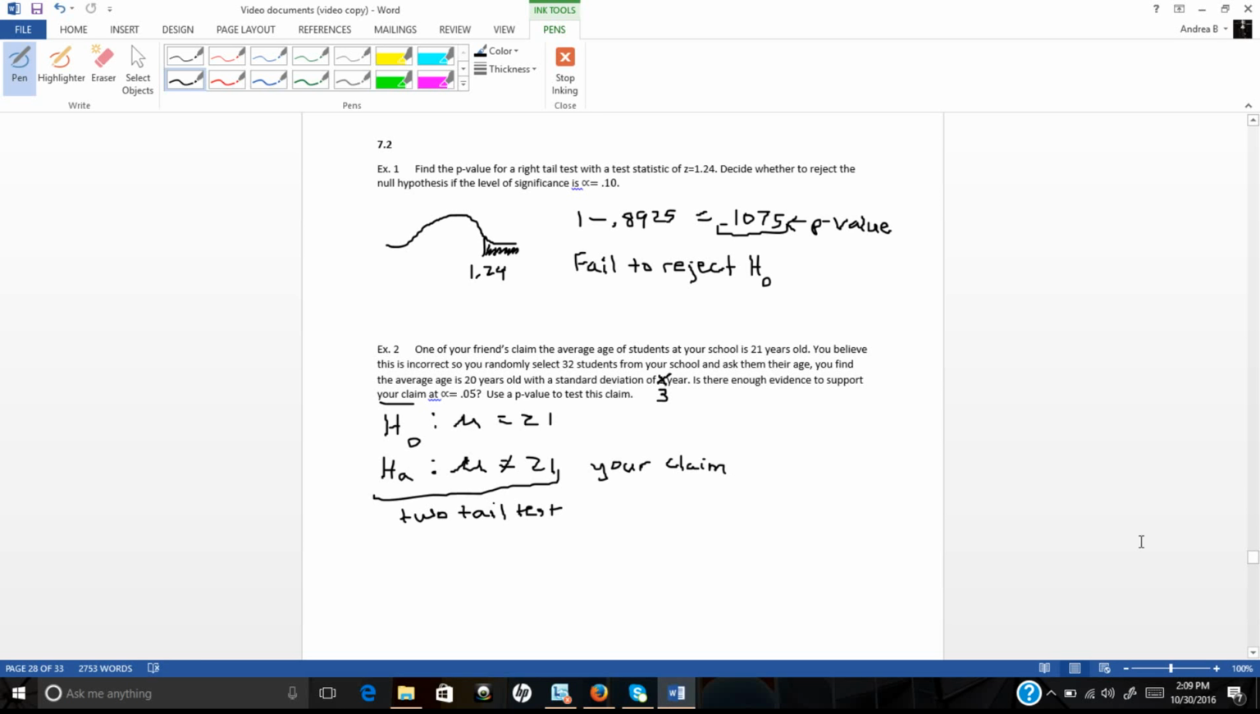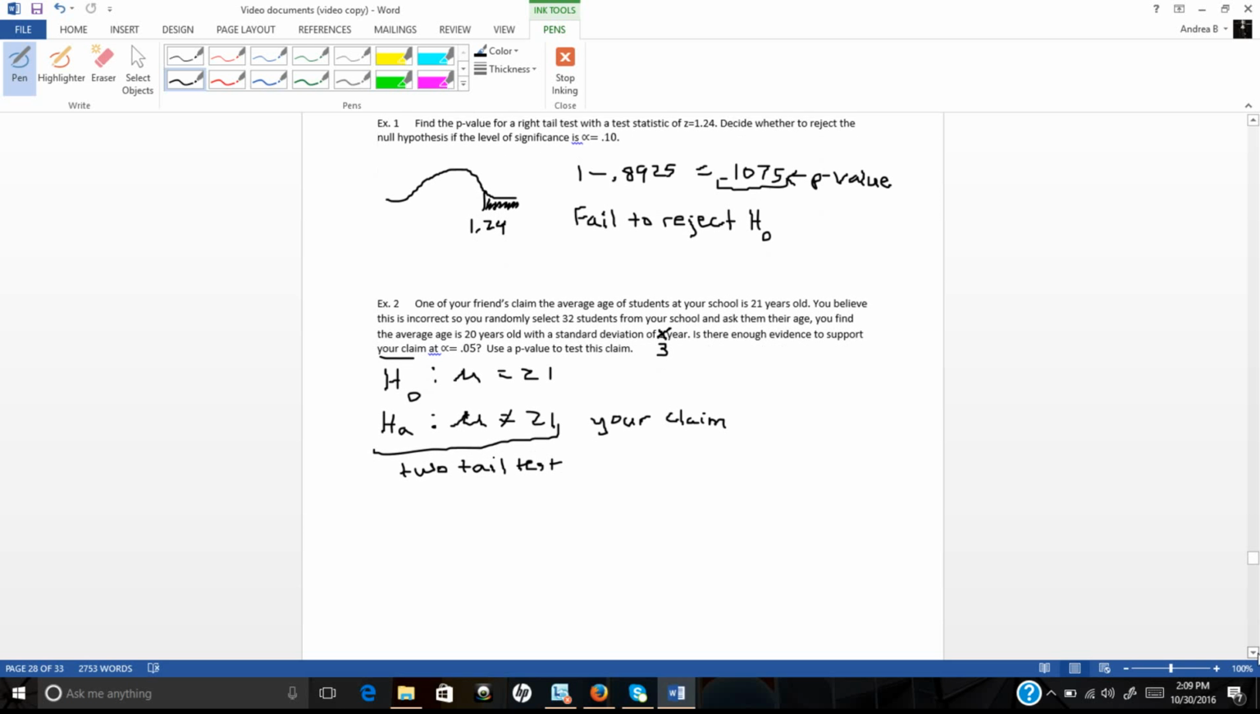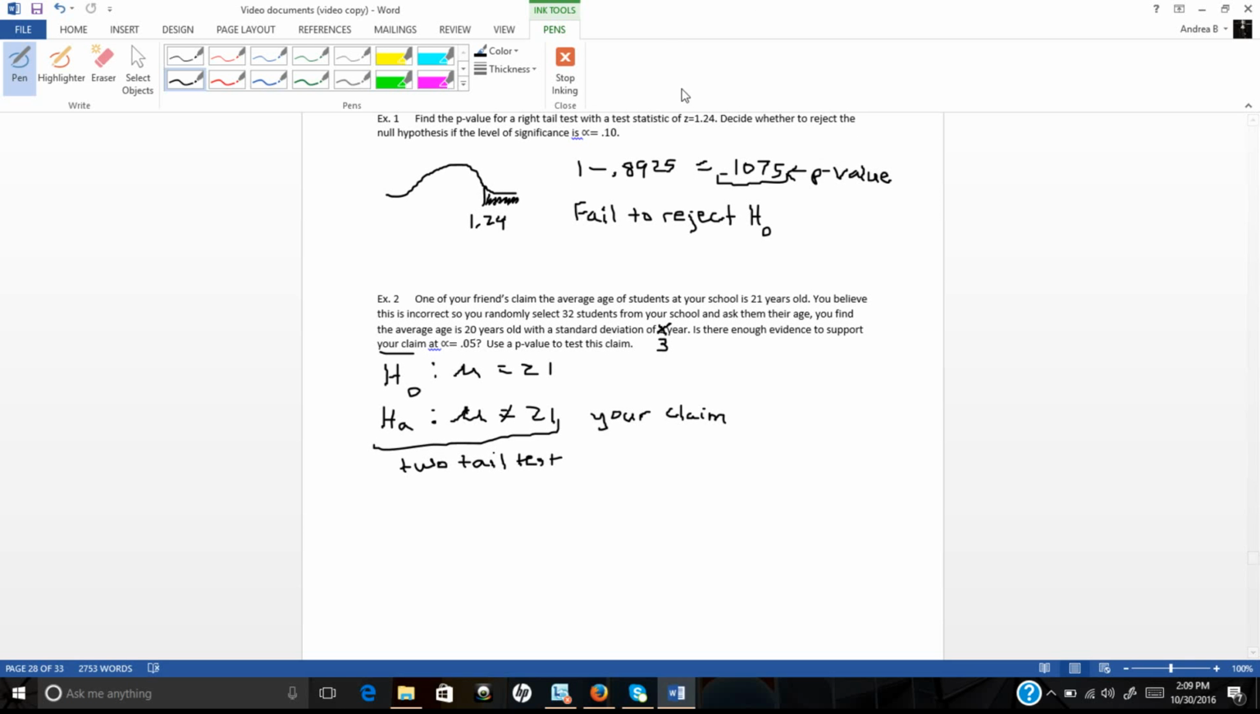And then we want to go through and find our test statistic. So remember, example 1 already gave us the test statistic. In this one, we have to calculate it. It's finding that z-score. So here we have to do our value minus our population mean value all over our standard error. So not the standard deviation, standard error, which is your 3 over that square root of 32, the sample size.